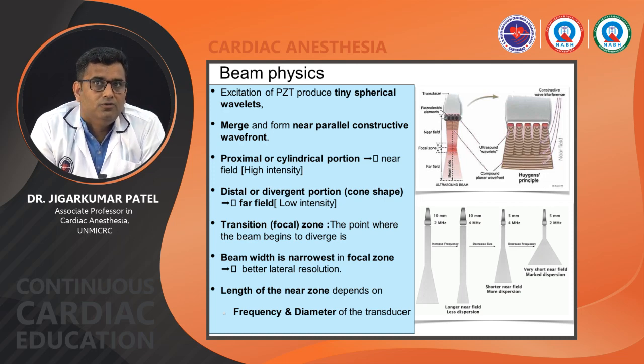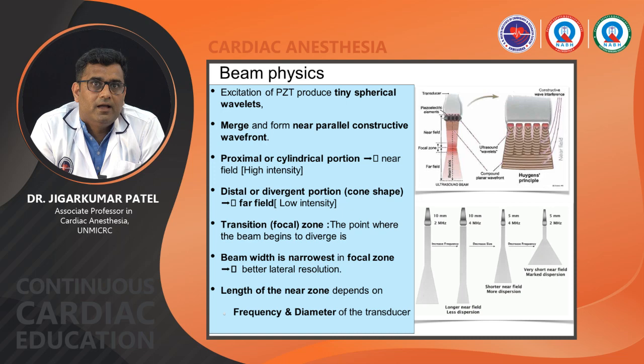And according to the Huygens principle, these waveforms merge and produce, as you see in the image, a near parallel constructive wavefront. The proximal part of this cylindrical portion is known as the near zone. It is a high intensity zone because there is the highest concentration of ultrasound beam in this zone. So you will get the best result image in this near zone.